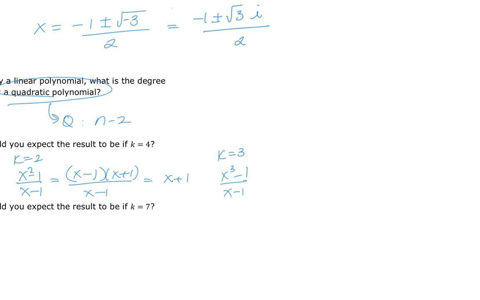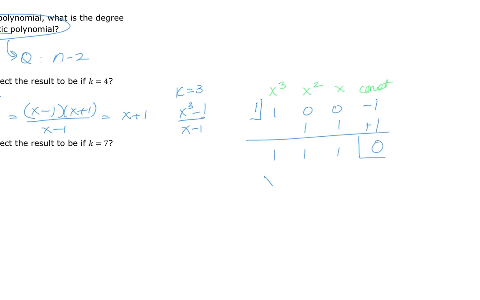Up until now, I was able to factor. I could still factor this, but let's do the long division. So 1's going to go here. I have x to the third. Oh, here we go. My eraser wasn't working. I have x to the third. I have x squared. I have x. I have the constant. This will be 1, 0, 0, -1. So 1 will drop, 1, 1, negative 1, 0. That's a positive 1. So what I'm left with is x squared plus x plus 1.